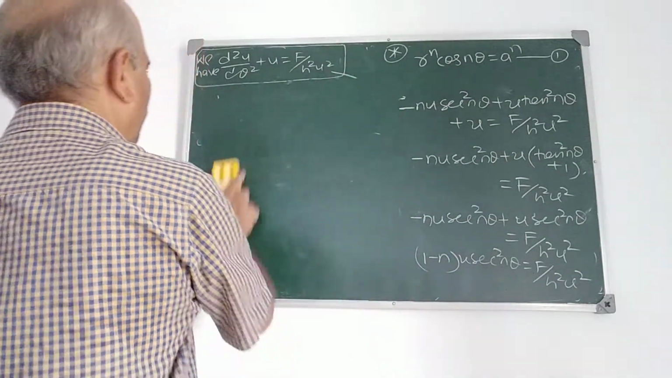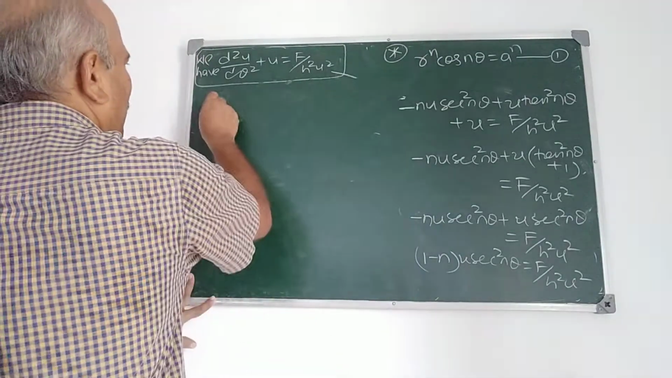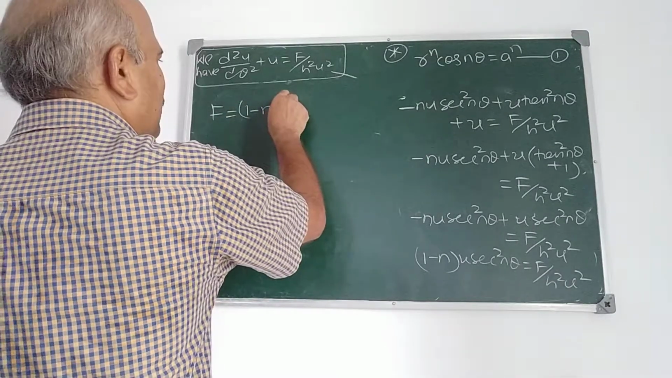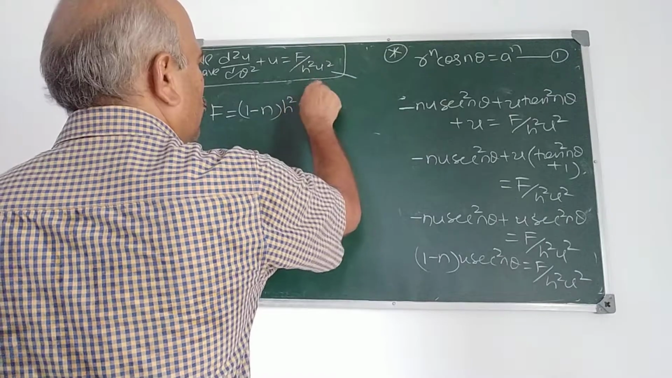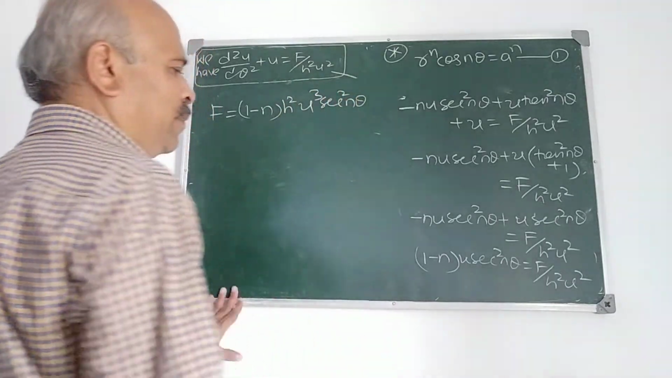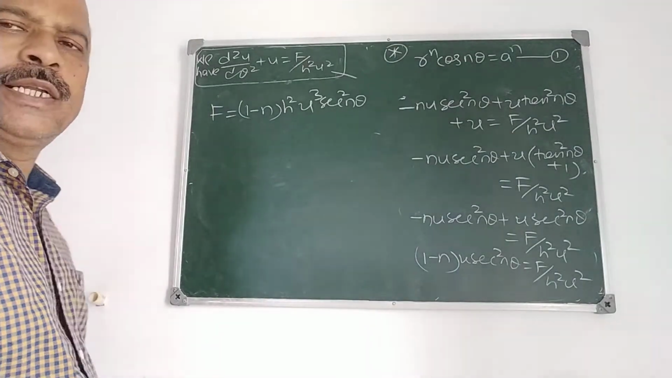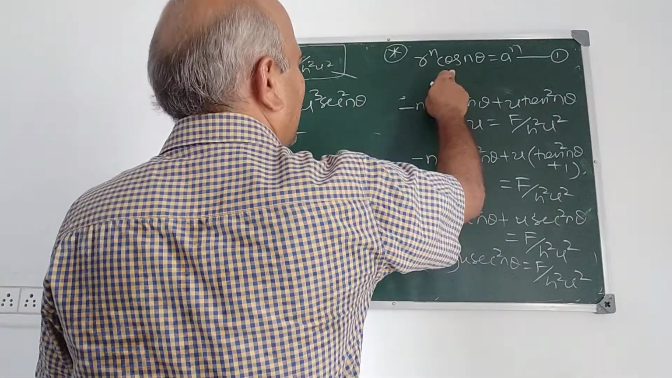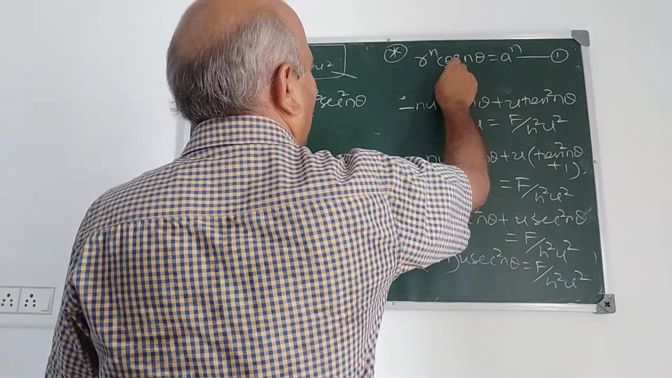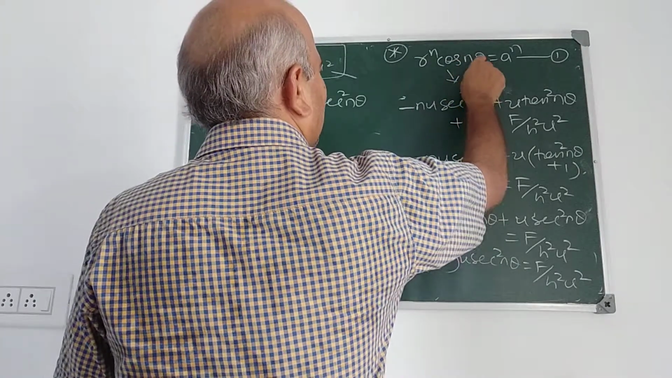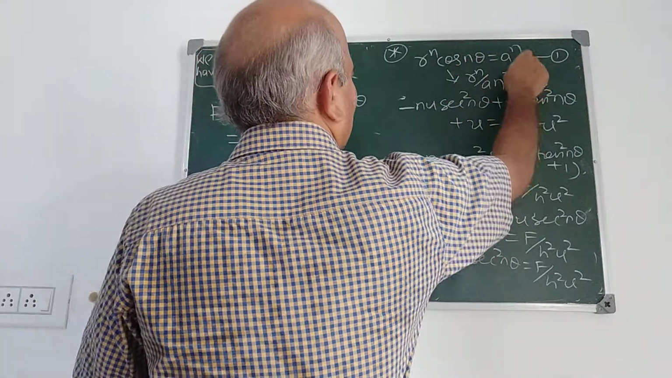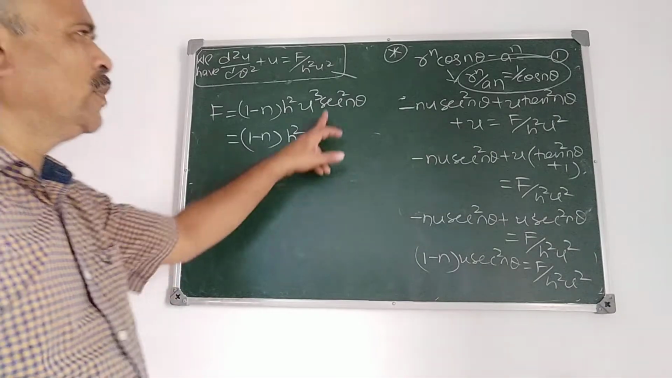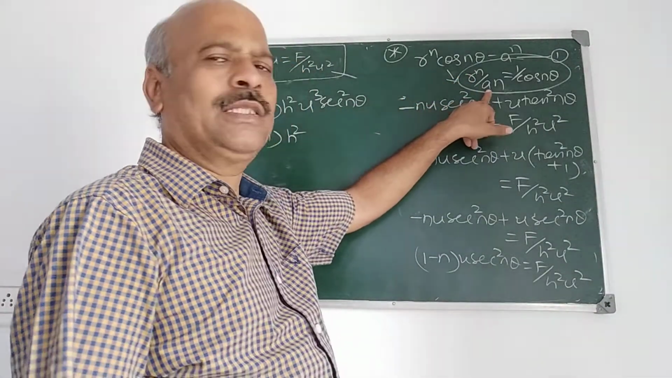Simplifying further, we get f is 1 minus n h square into u cube secant square n theta. U cube secant square n theta, correct? Now this secant square n theta, what is secant square n theta? Use this. From given equation, r raised to n by a raised to n is, transposing, 1 upon cos n theta. 1 upon cos is sec. So what is sec n theta? R raised to n by a raised to n.